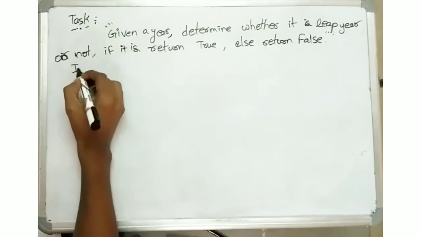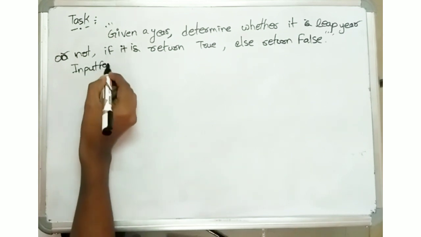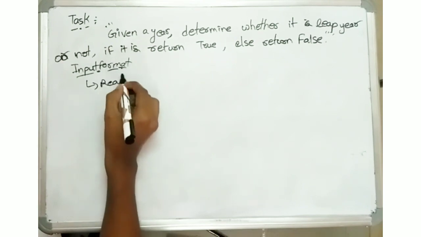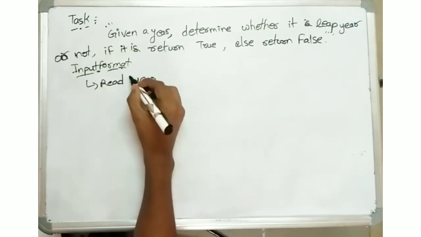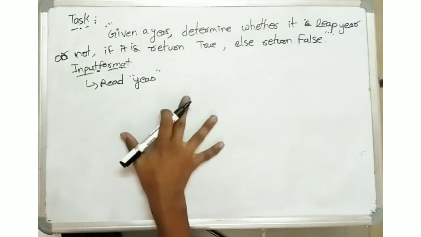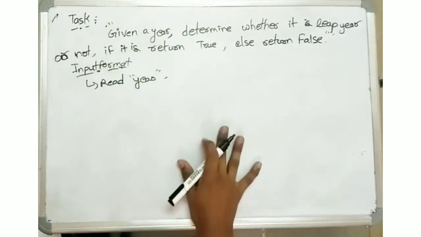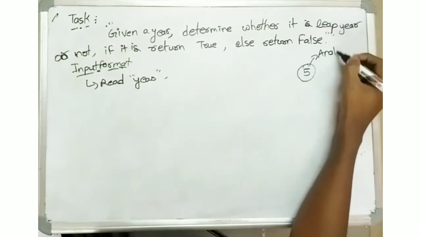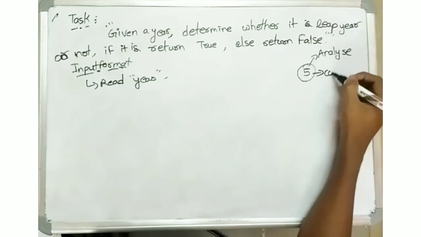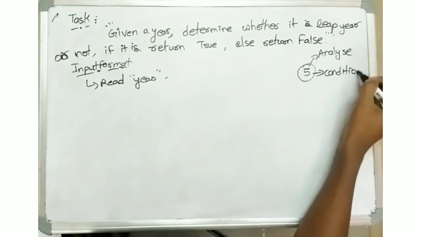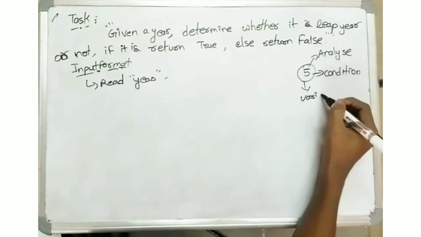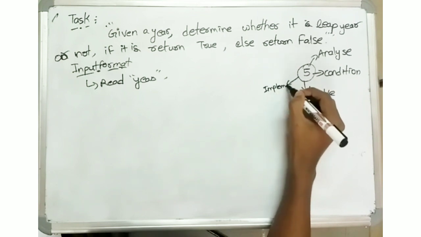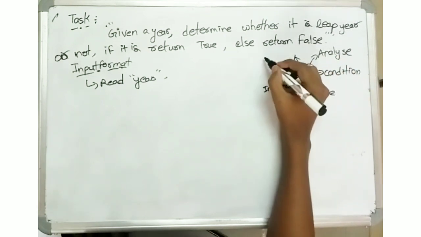Okay, and also they given input format. The input format is, we need to read only a variable year. This is the question they given to us, and how we can solve using our 5-step cycle. First is what? Analyze. Second is what? Conditions. And third one is variables. Just remember this. And fourth one is implementation. And fifth one is test cases.